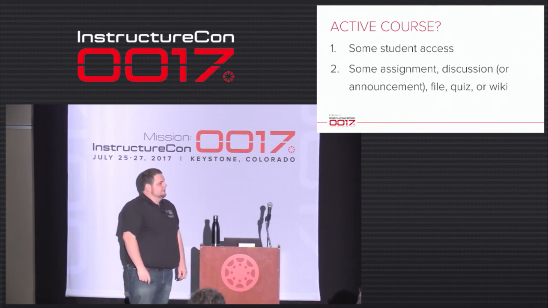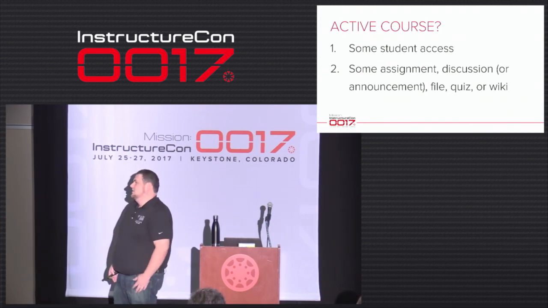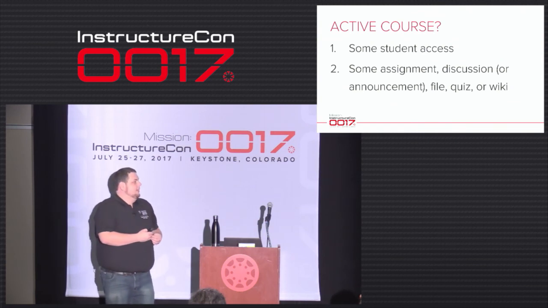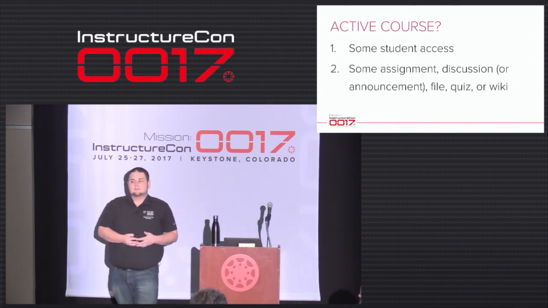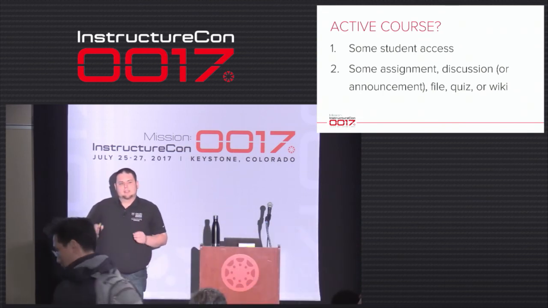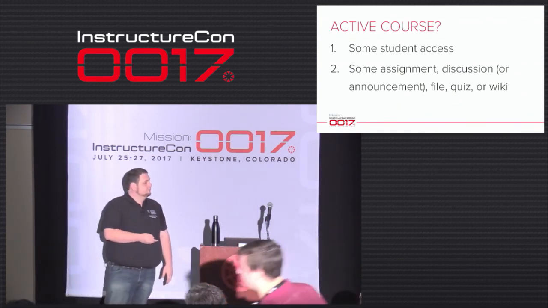And the first thing that we wanted to see was that there was some student access in a course. And the second thing that we wanted to see was that there was some content in the course. And for Canvas, we're looking at assignments, discussions or announcements, files, quizzes, and wikis. These are 5 types of content that Canvas data has broken down into dimension and fact tables that we can look at.